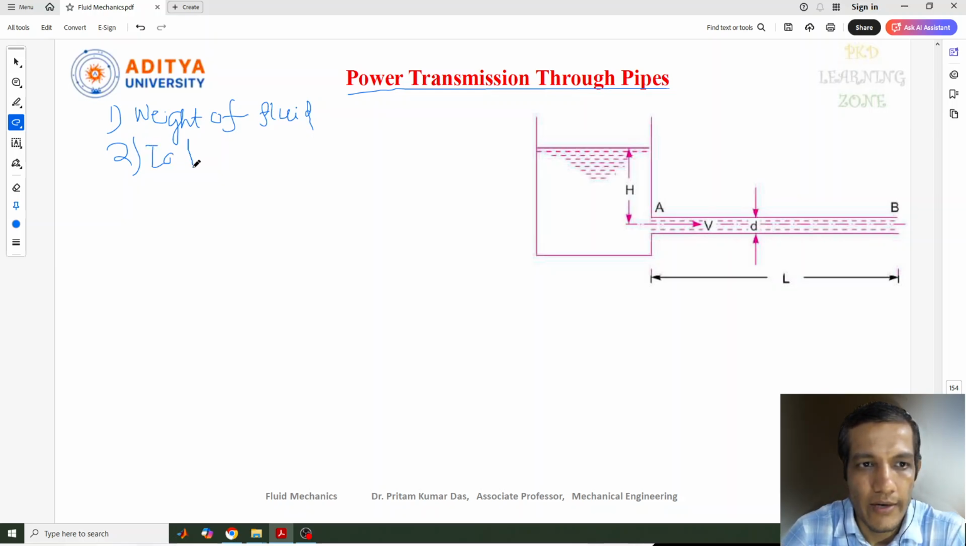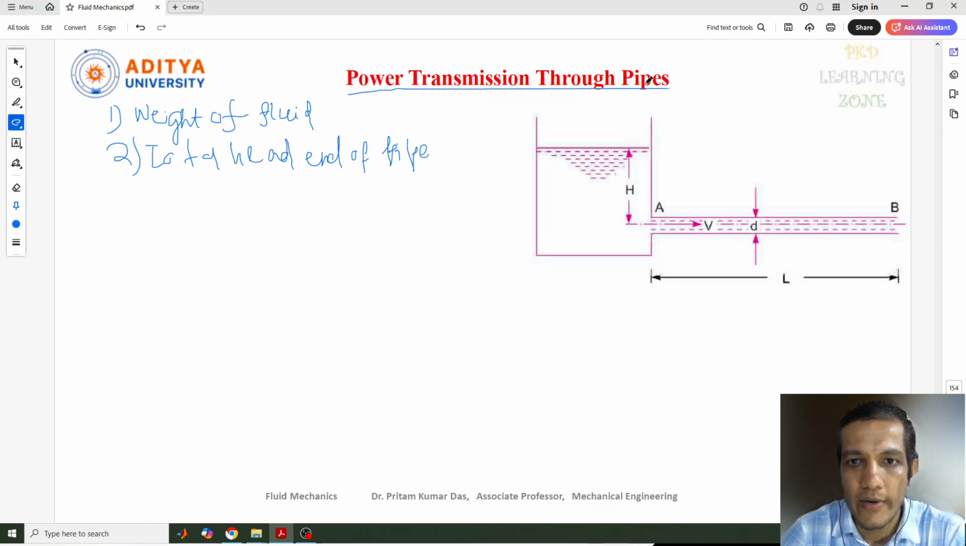So another one is the total head at the end of the pipe. These are the two things. So to identify the power transmission through pipes, we need to follow these two conditions. And to calculate the power transmission through pipes, we need to consider an experimental observation.